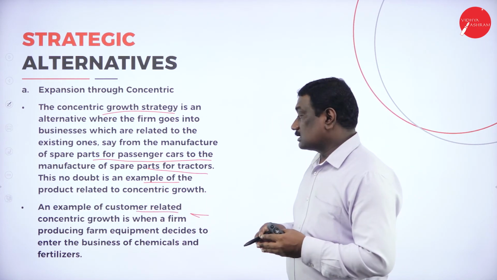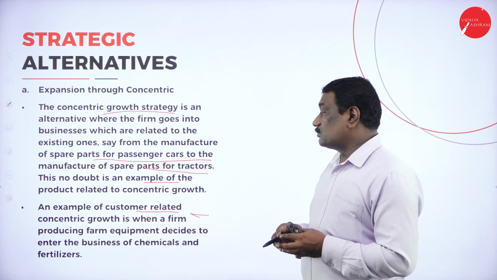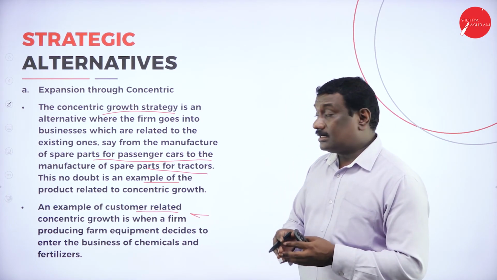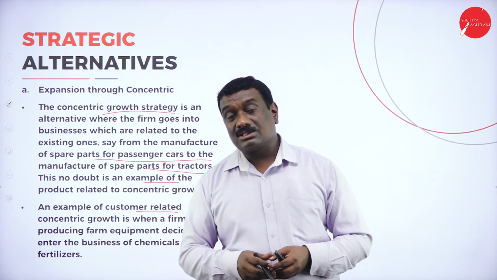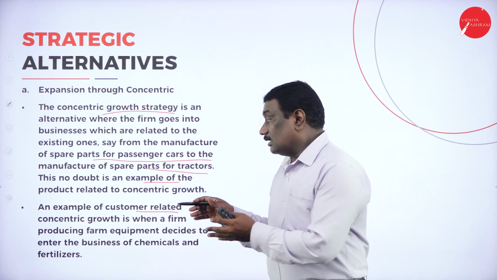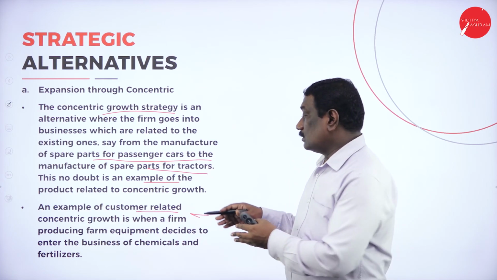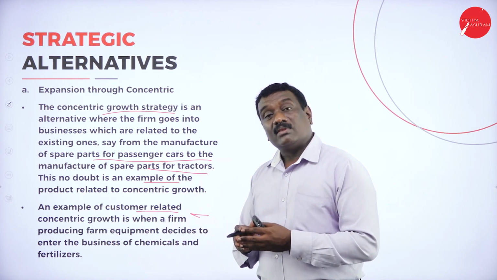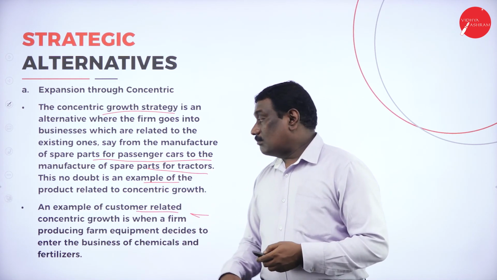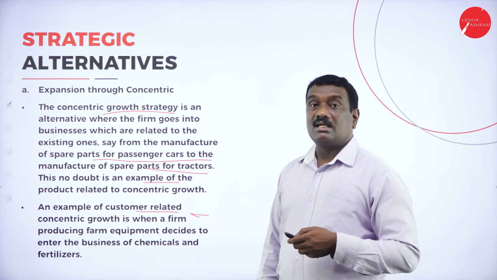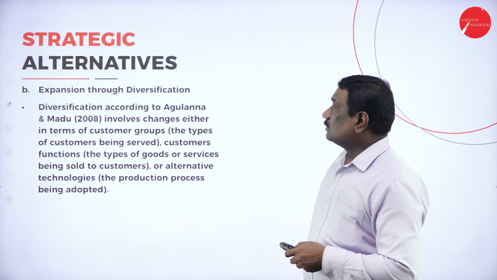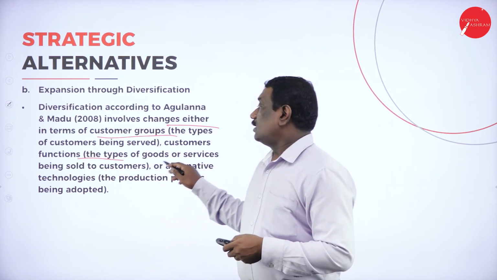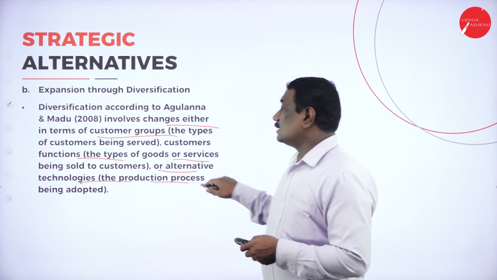And an example of customer-related concentric growth is when a firm producing farm equipment decides to enter into chemicals and fertilizers. So a company already in the farm equipment business is now entering into chemicals as well as fertilizers. Expansion through diversification involves changes either in terms of customer groups, customer functions, services, or any alternate technologies which have been adopted.